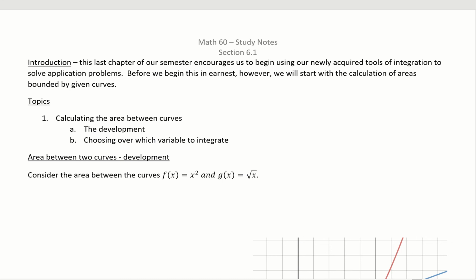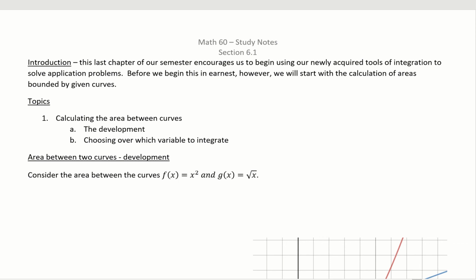All right, welcome to Chapter 6. We're only going to do a couple of sections here because that's all we have time for this semester. We are dealing with applications of the integral. Now we're actually going to use this thing to compute interesting results. Let's just say we're solving interesting problems.